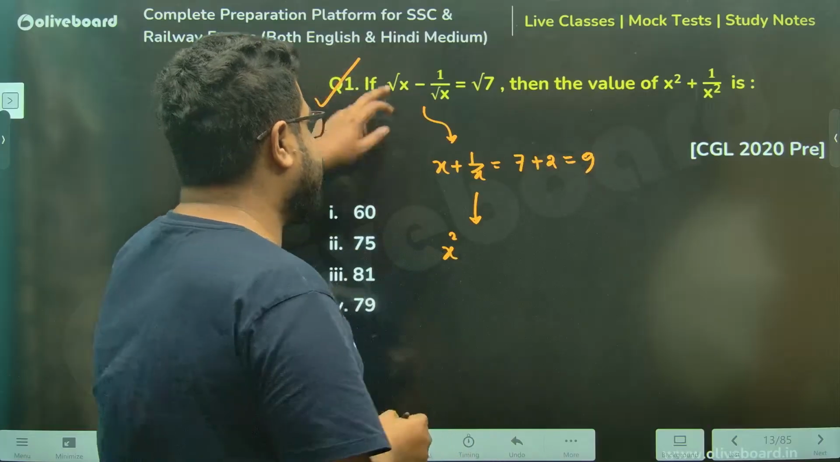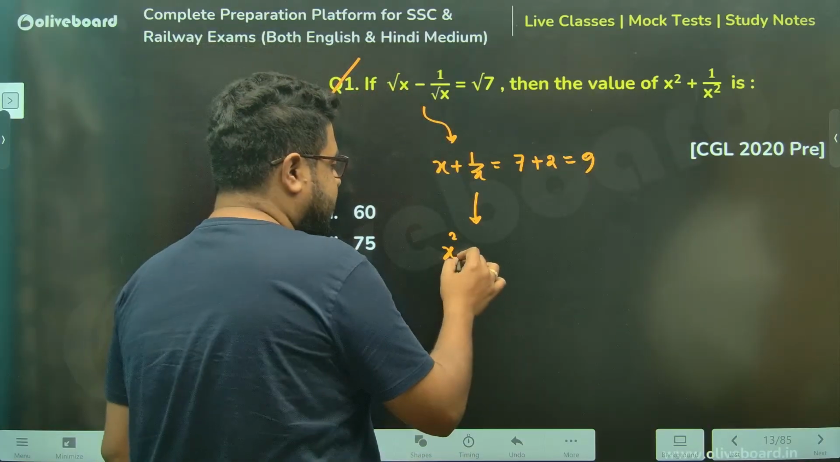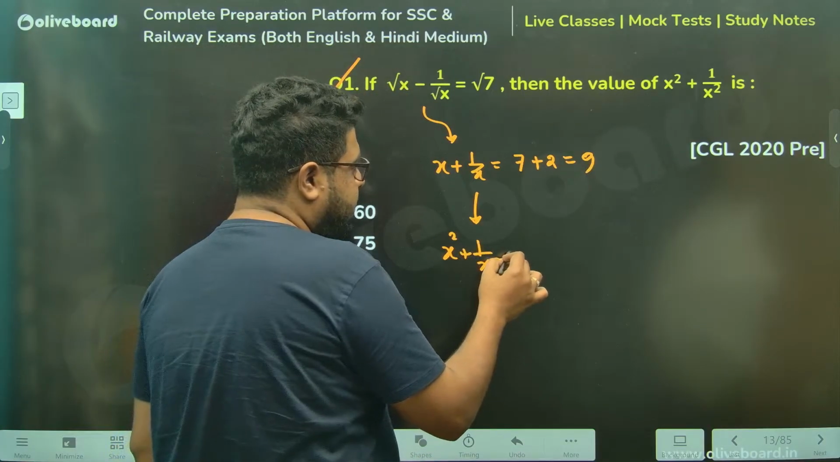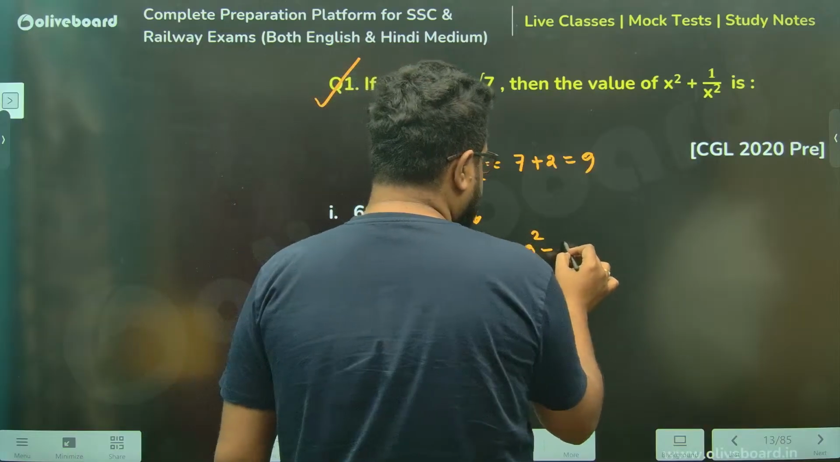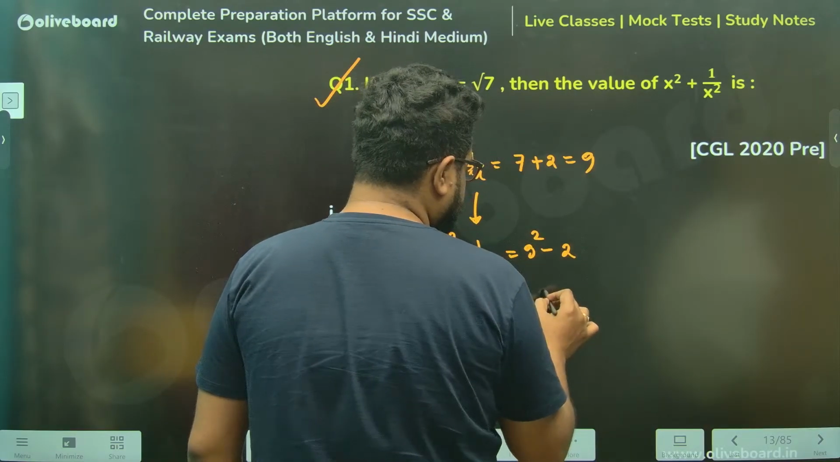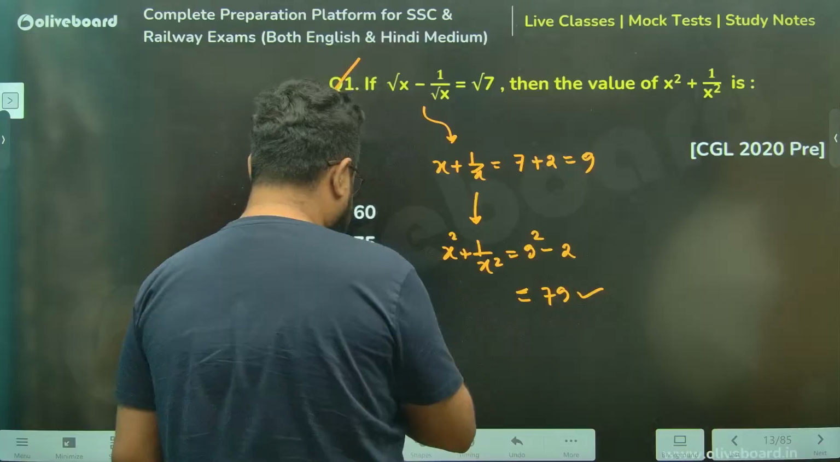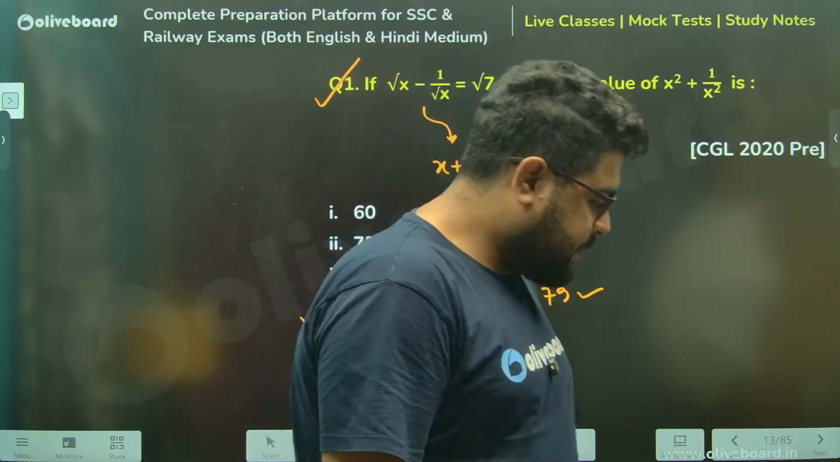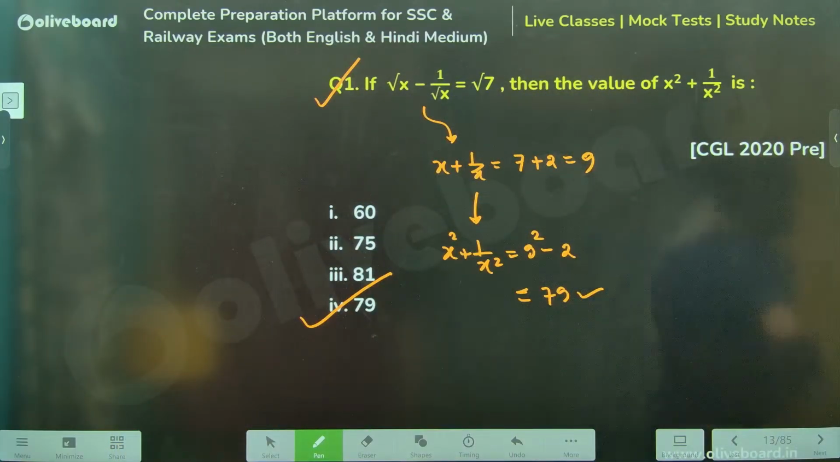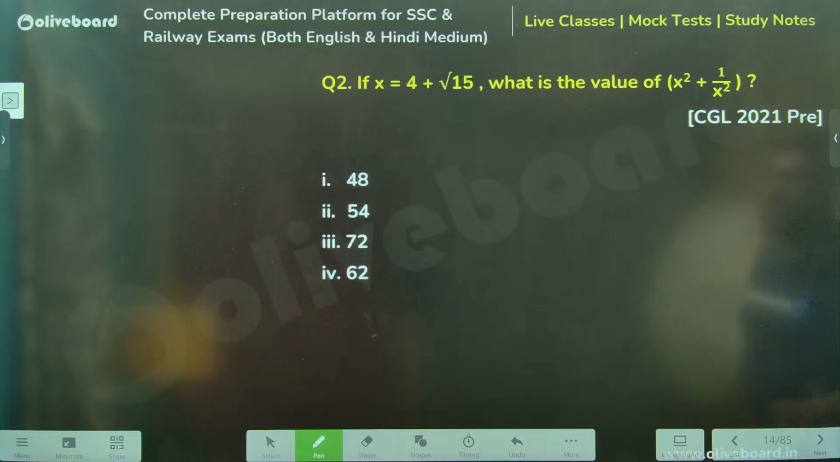Plus 9 because it's minus to plus, right? x square plus 1 by x square will be, now it will be minus 2, sir. So 79 is the correct answer. Option number 4. Clear, everyone? Clear, sir? Simple. Next one, please, sir.